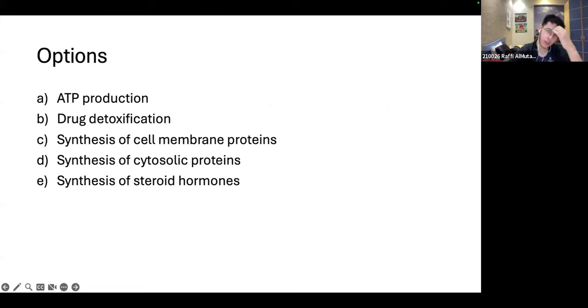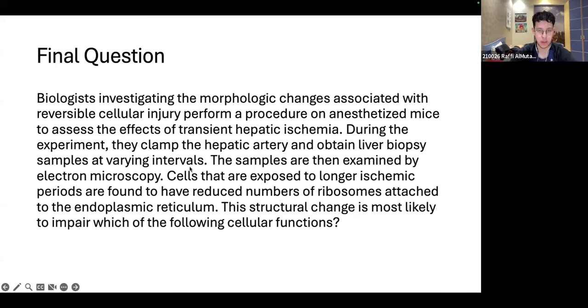All right. So the answer to this is C, synthesis of cell membrane proteins. Now, why is it C? Why is it not the other options? So here, essentially, the thing is, sometimes in questions, they're going to give you this long paragraph, which is useless. You just need the last two sentences.